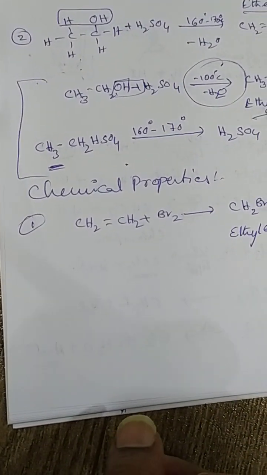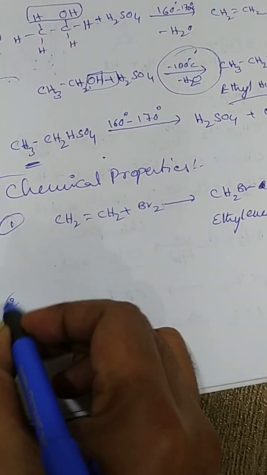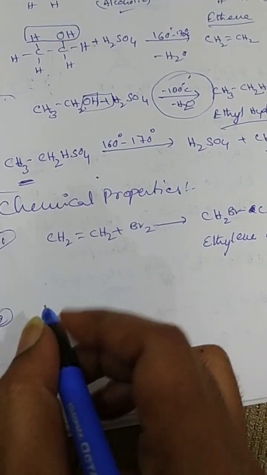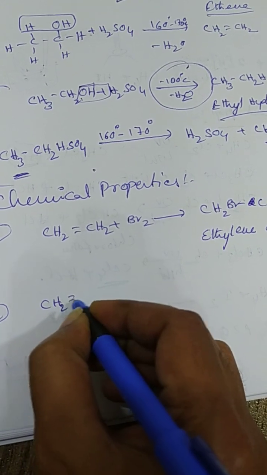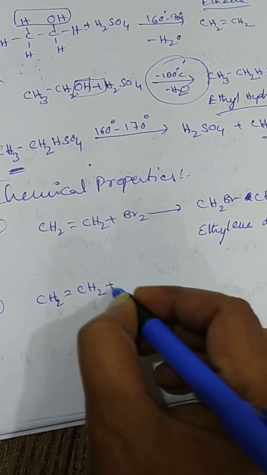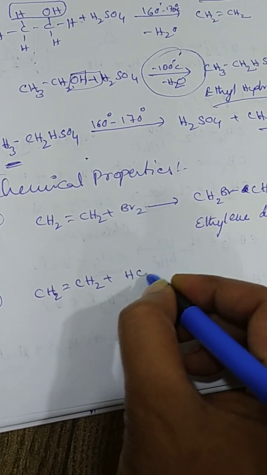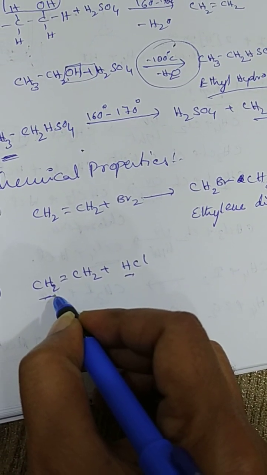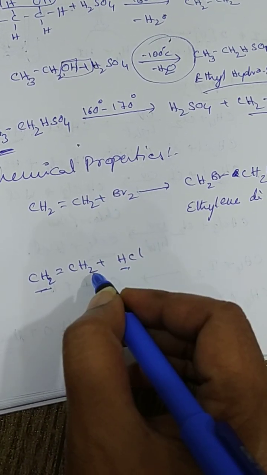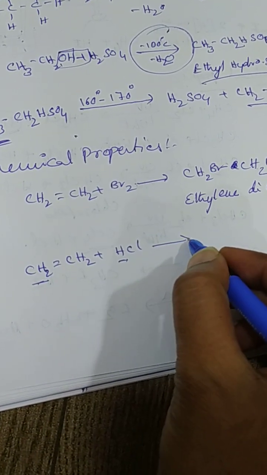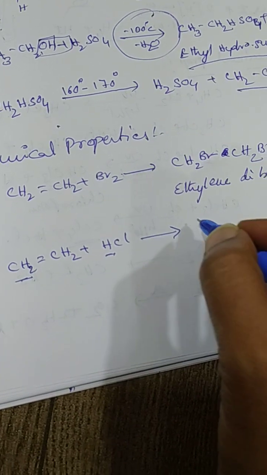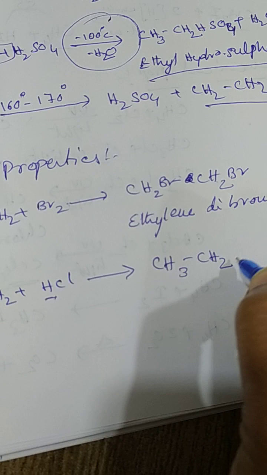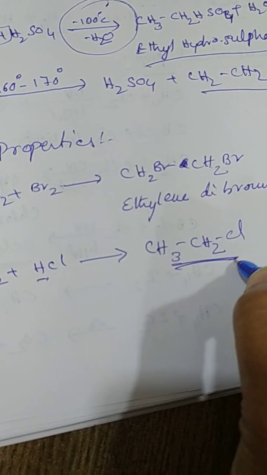Second one is hydrogen halides, like hydrochloric acid, HBr, HI. If you take a reaction of CH2 double bond CH2 plus HCl or HBr, whatever it may be, this hydrogen will go here to give CH3, and the chlorine will attach here as CH2Cl. This will be CH3 CH2 Cl, ethyl chloride.